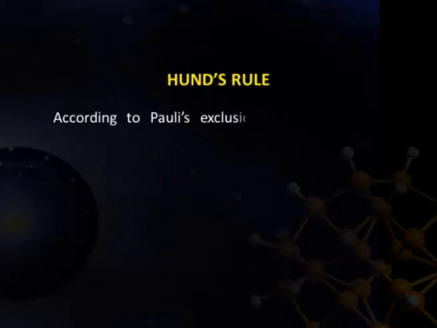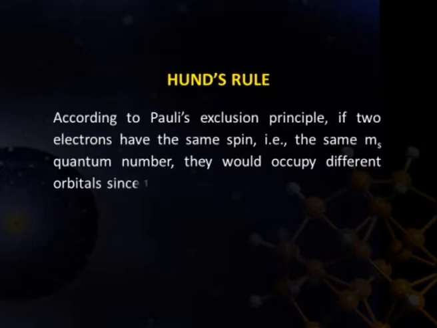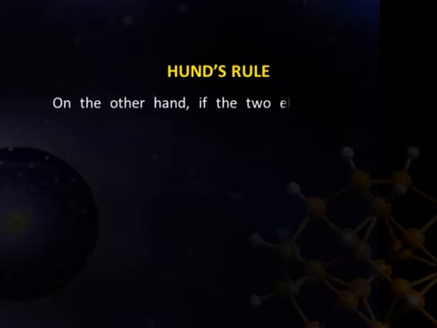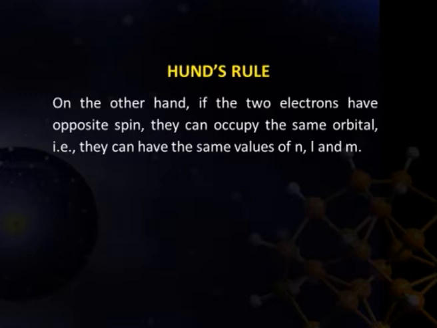According to Pauli's exclusion principle, if 2 electrons have the same spin, that is the same ms quantum number, they would occupy different orbitals, since they cannot have the same values of n, l and m. On the other hand, if the 2 electrons have opposite spin, they can occupy the same orbital, that is they can have the same values of n, l, m.